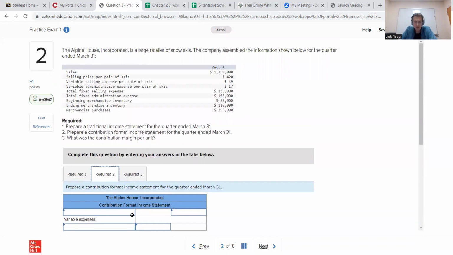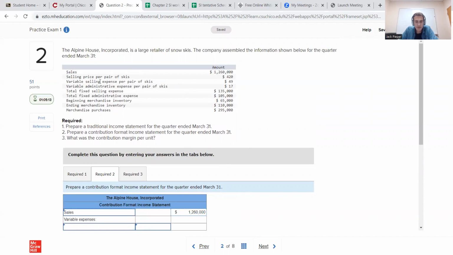Okay. So first, every income statement is going to start with our sales. And we can see up here that our selling price per pair of skis is $420. Actually, we don't even need to know the selling price per unit, actually we will later, but it gives it right here. So this is the total sales right here, 1,260,123. Cool. Now we have all of our variable expenses.